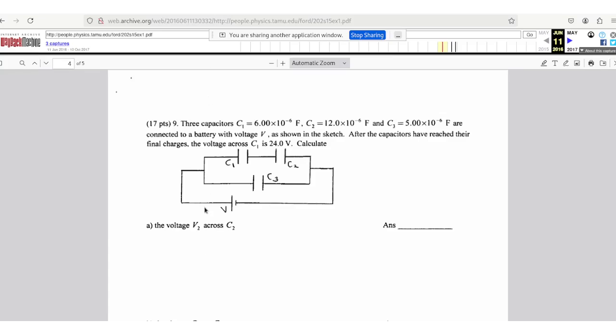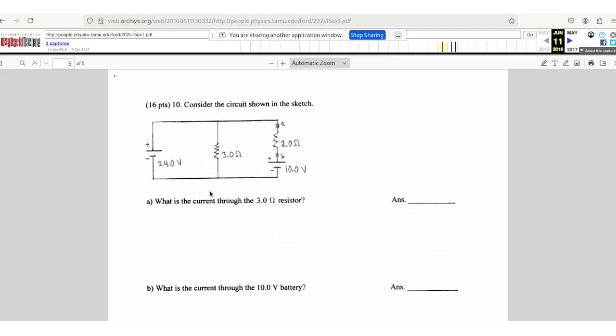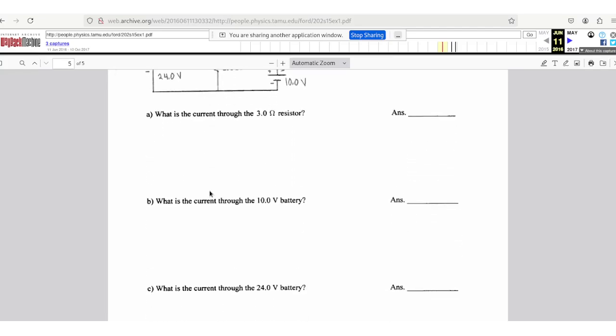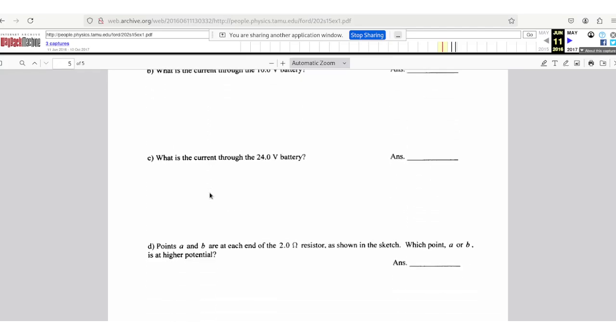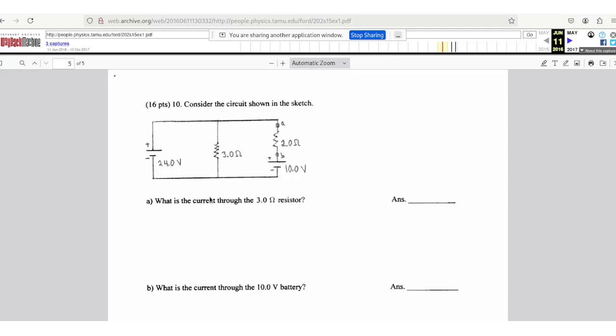Next question down. Looks like it has a resistor network. Current through that resistor and that battery there. Okay. Yeah, let's grab that one.